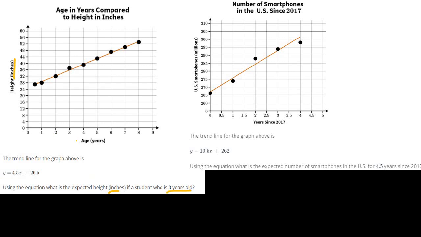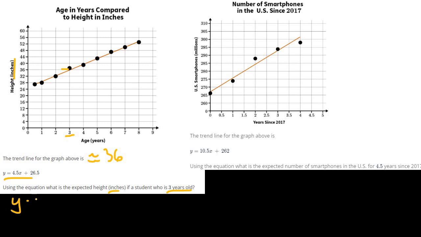If a student is 3 years old, we can look at the trend line just to get an idea of what our expected answer should be about. So if we go to where the age is 3, it's going to give us a y value there of about 36. I don't know what the answer is yet, but based on the graph, it's going to be around 36. So now we just need to put 3 into this equation.